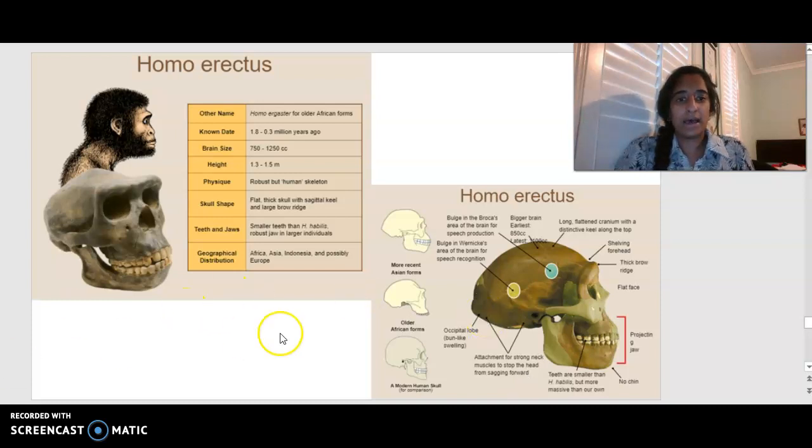All right, in terms of looking at the brain, there is now more area for speech recognition as well, so things in terms of our brain capacity are becoming a lot more developed for speech production as well.